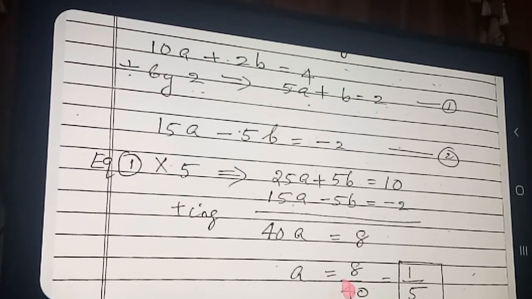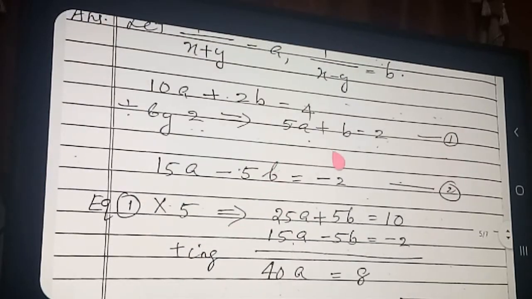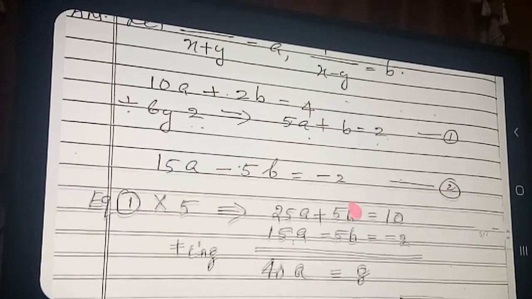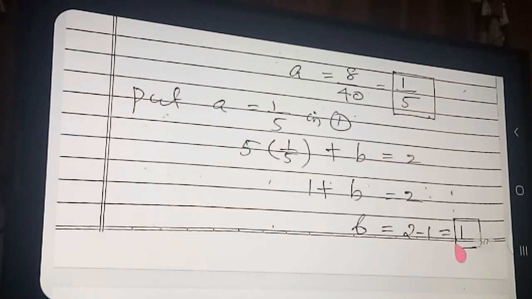Now what you will do? Apply the value of a is equal to 1 by 5 in any of the equations. I am using equation number 1. Which is equation number 1? We can see once more. 5a plus b is equal to 2. Here you give the value. In the place of a, 1 by 5, give 5 into 1 by 5 plus b is equal to 2. Therefore 1 plus b is equal to 2. Therefore b is equal to 2 minus 1, equal to 1. That's the value of b, 1. Okay, clear? So you got the value of a and the value of b.